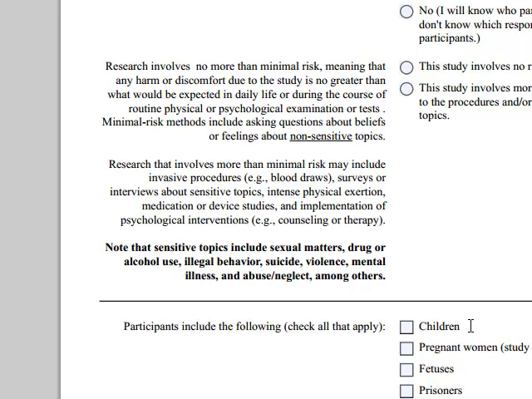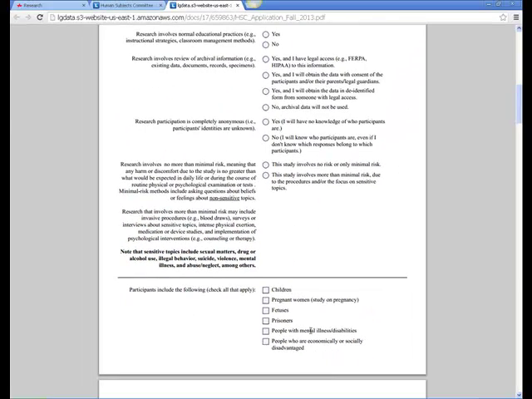Relevant categories might include children, people with mental illness or disabilities, or people who are economically or socially disadvantaged. Note that this pregnant women category only applies if you are doing a study on pregnancy. So for example, if you're sending a survey to teachers and there's the possibility that a few of them might be pregnant, you would not need to click this box. Now let's continue to the next page, where you will describe the details of your study.